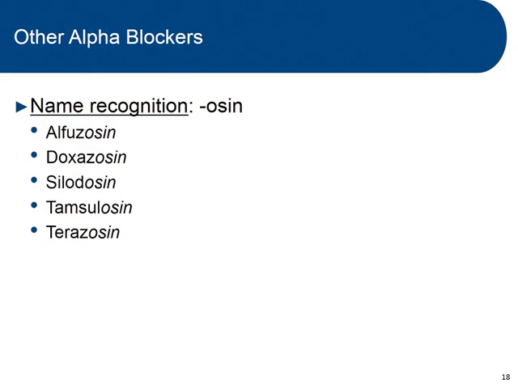Name recognition slide. The other alpha blockers are all going to end in -osin. You can see some of the others on this slide. Tamsulosin is probably the most common one that's used. It's highly selective for the prostatic tissue.